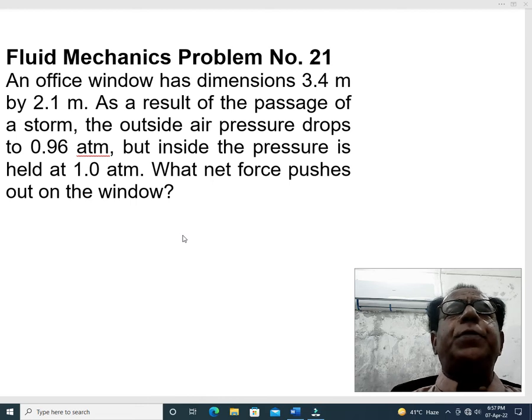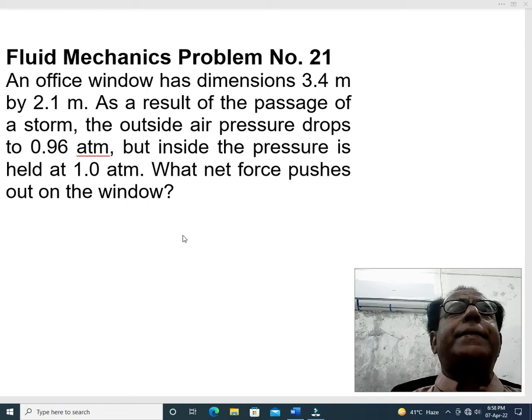As a result of the passage of a storm, the outside air pressure drops to 0.96 atm, that is atmosphere, but inside the pressure is held at 1.0 atm, that is atmosphere. What net force pushes out on the window? We have to find out the net force.